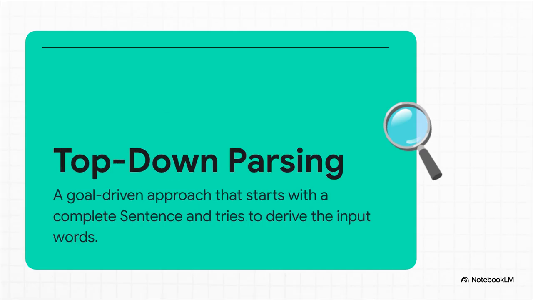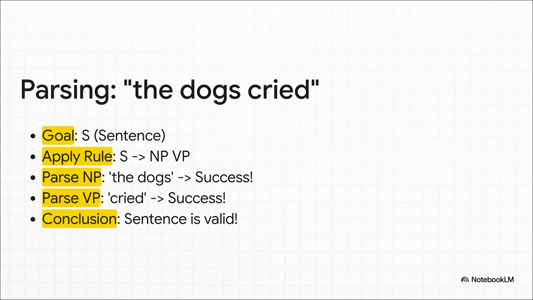And one way it can do this is with something called top-down parsing. I love this analogy. It's like a detective who starts with a theory. The theory is this group of words is a valid sentence, and then it works backward, looking for the grammatical evidence to prove its case. And here's a perfect example of that in action with the dogs cried.